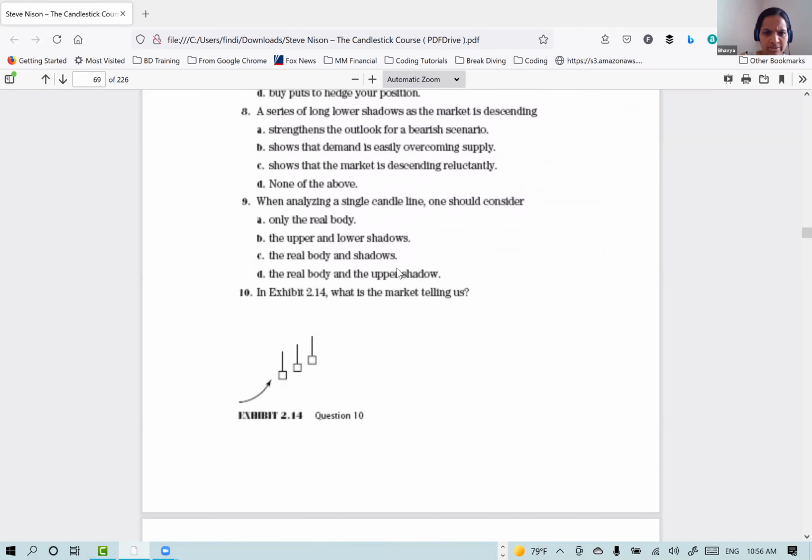When analyzing the single candle line, one should consider only the real body, the upper and lower shadows, the real body and shadows, the real body and the upper shadow. Okay. One should consider C. Yeah, you've got to look at everything.